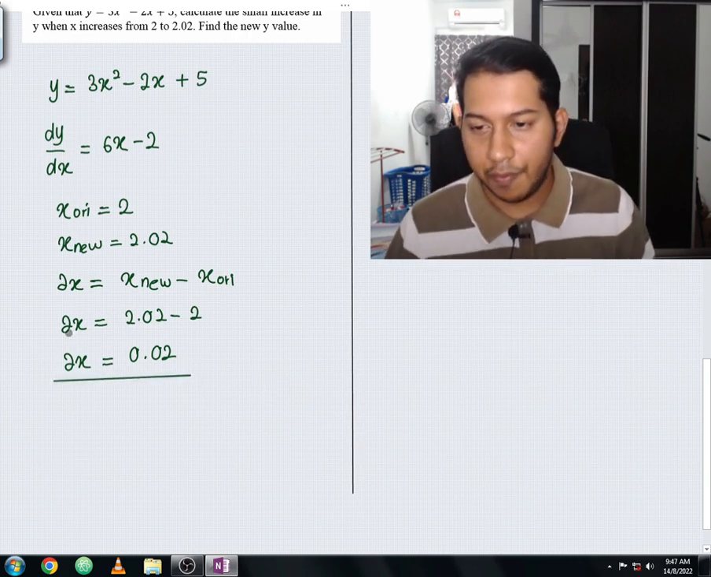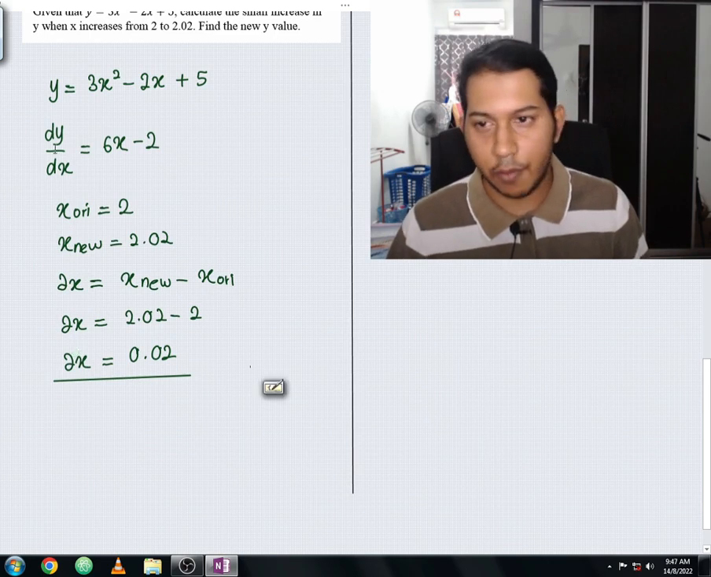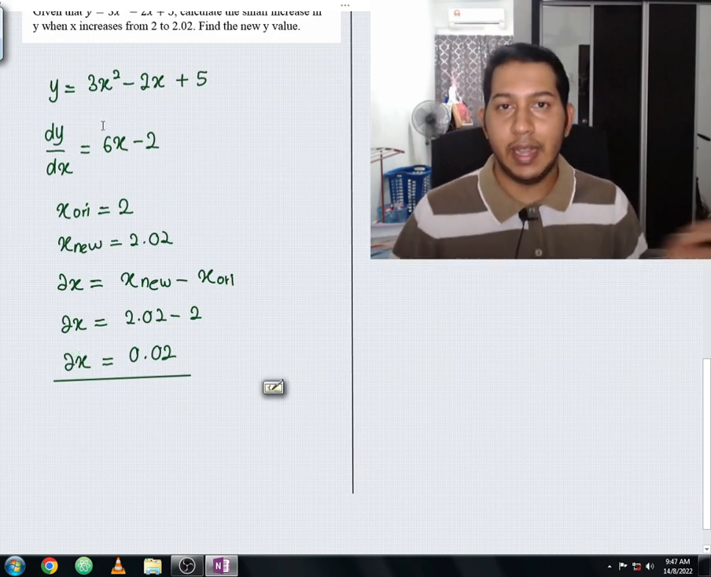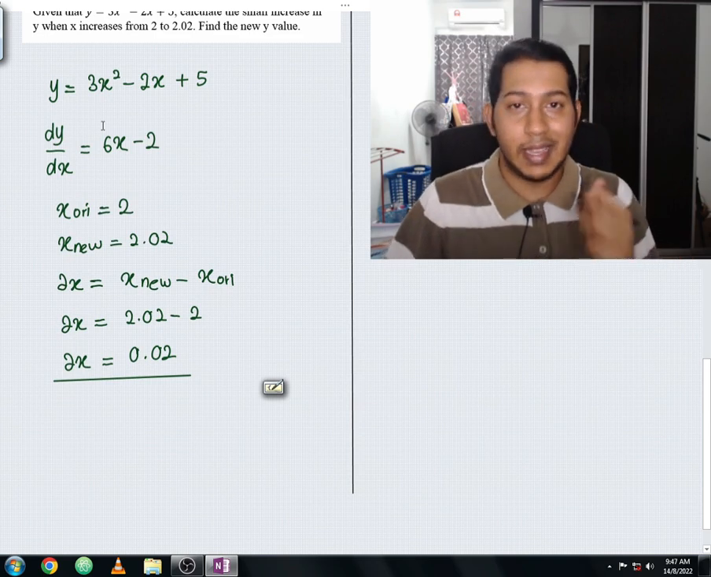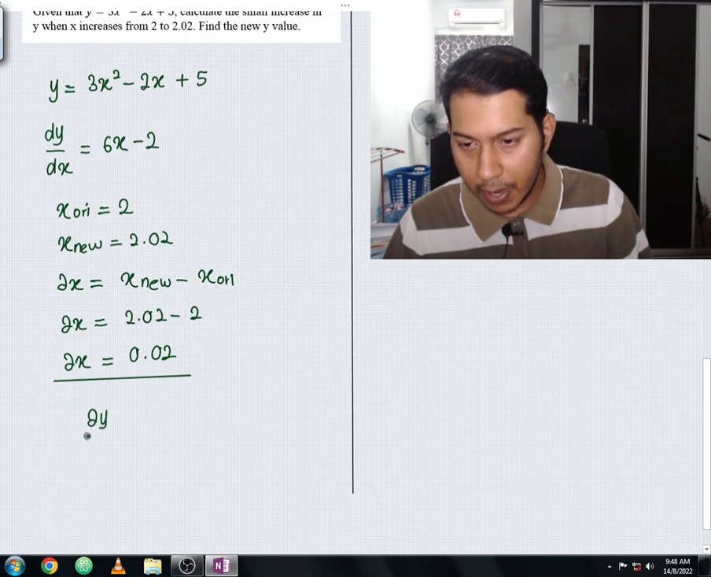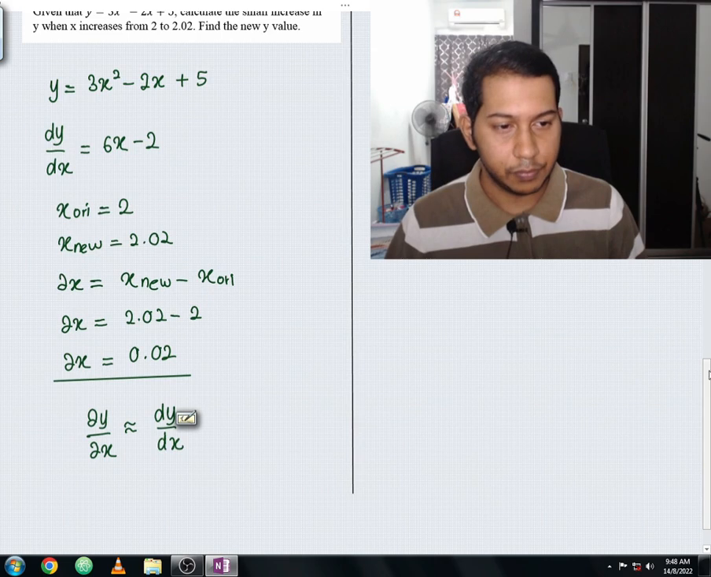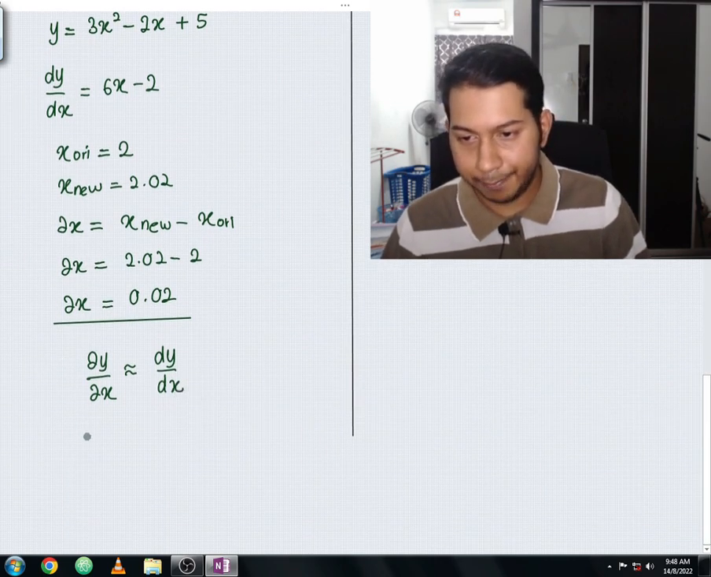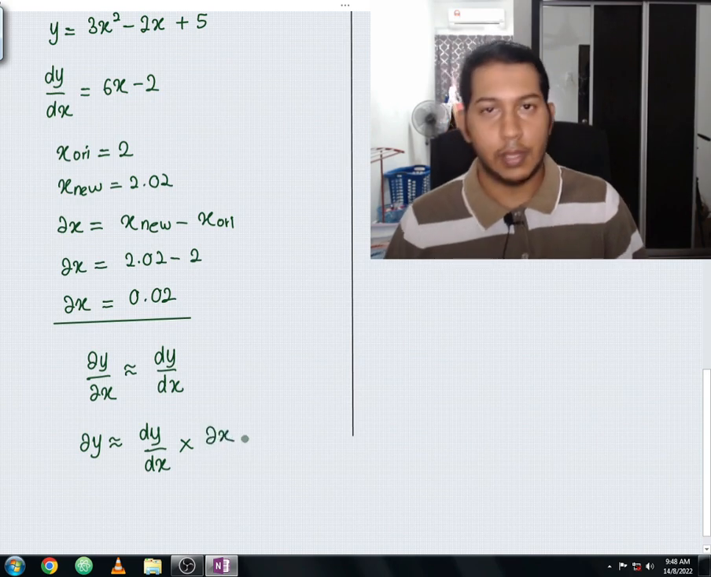So you already found delta x and you have already found dy over dx. Can we find delta y, small changes in y? Yes, we can, by applying this formula. Delta y over delta x is approximately the same as dy over dx. So to find your delta y, it's approximately the same as dy over dx, you times with delta x.